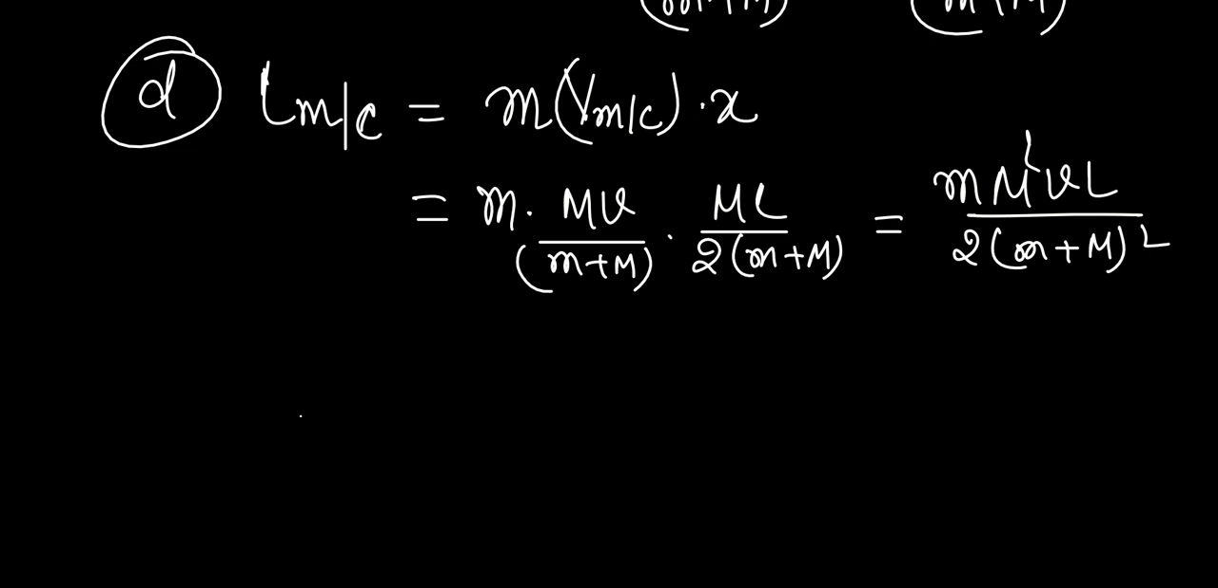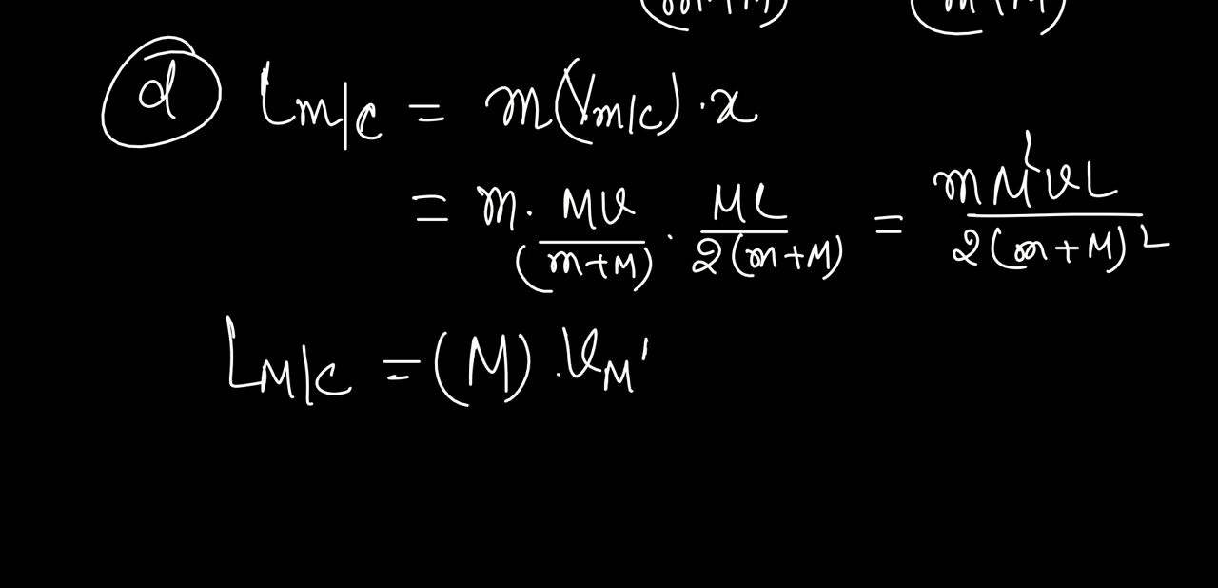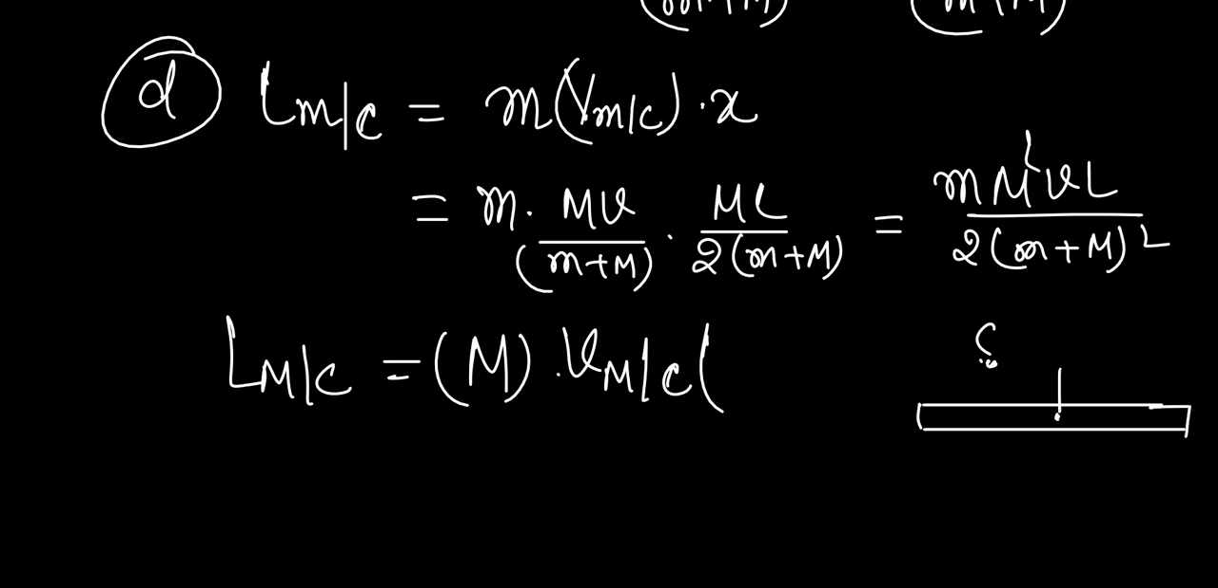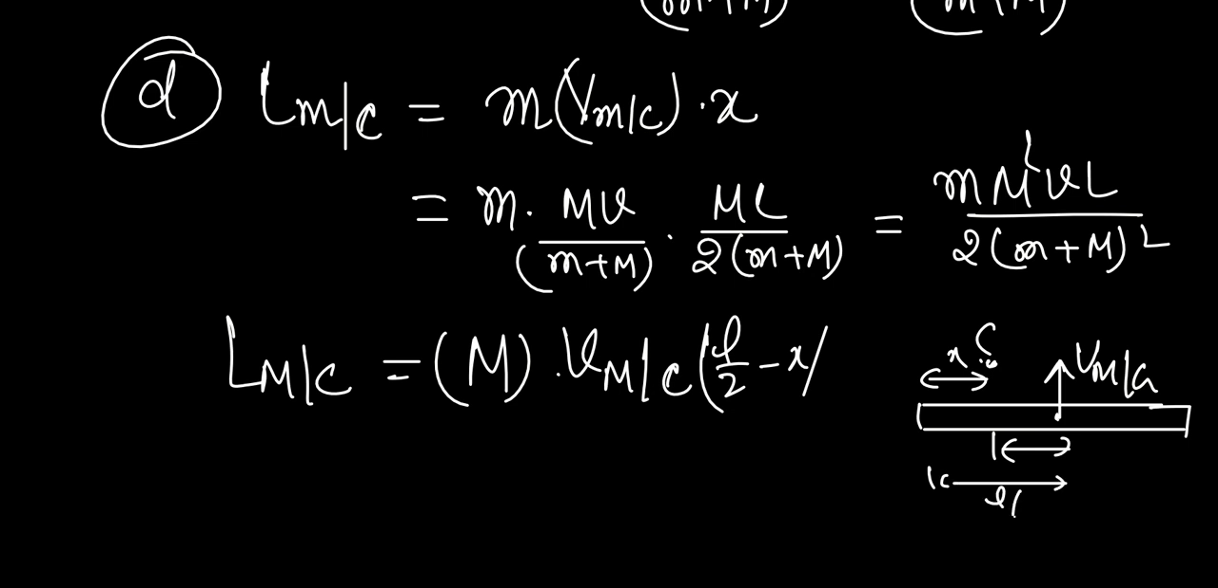Now the angular momentum of the rod with respect to the center of mass before collision is equal to M into the velocity of M with respect to center of mass into the lever arm distance. So this is the center of mass, this is the rod. The velocity of the rod with respect to the center of mass is this. So it will be L by 2 minus x. Why? Because this is x and this is L by 2. So this will be L by 2 minus x.